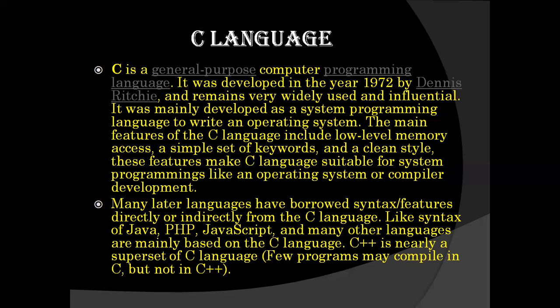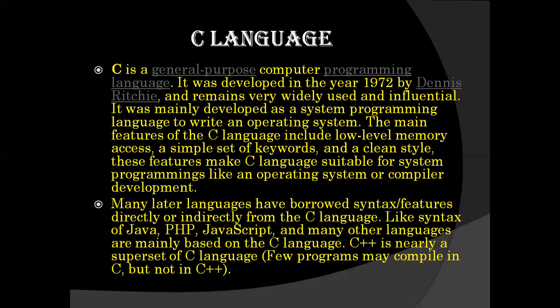It is a general purpose programming language, which was developed in the year 1972 by a person called Dennis Ritchie. Many later languages have borrowed syntax features directly or indirectly from the C language, like the syntax of Java, PHP, JavaScript, and many other languages, which are mainly based on C. C++ is nearly a superset of C language, which means a few programs may compile in C but not in C++. So this makes C language unique from C++.